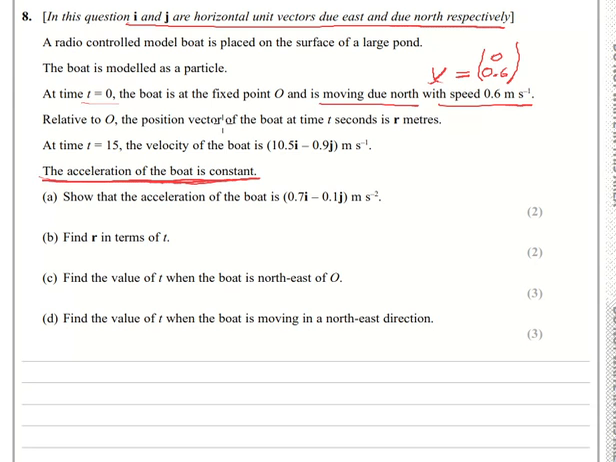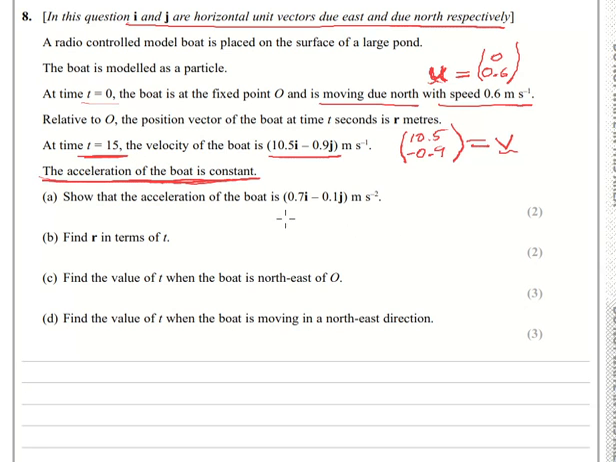And relative to O, the position vector of the boat at time t is r meters, and at t equals 15, the velocity of the boat has changed. It is now (10.5, -0.9). And in fact, I'm going to change that v, which I wrote down earlier, to a u for obvious reasons. That's the initial velocity, if you like. So let's see if I can craftily change that into a u. It was as if the mistake never happened. And this is going to be my v. And I can clearly see that 15 seconds has elapsed from the very beginning.